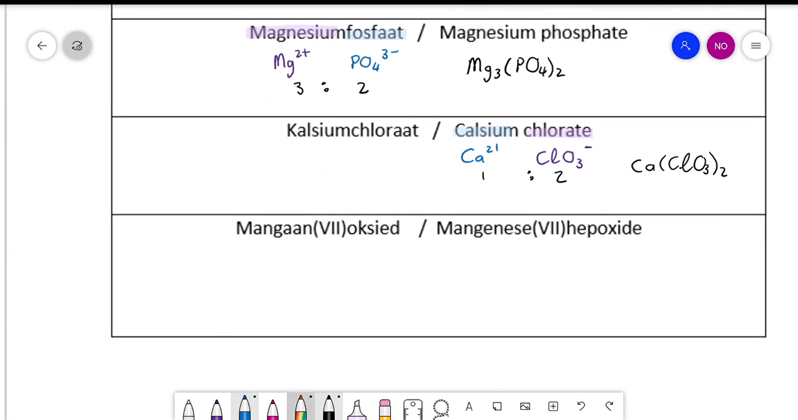Okay, en die laaste een is mangaanoksied. So for the manganese, we know that the charge is positive 7. So it's Mn7 plus. Oxide is O2 minus. So to balance them, we have to take them to 14. So you're going to have 2 of these and 7 of those. So you'll have Mn2O7.